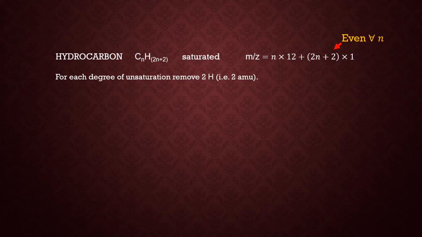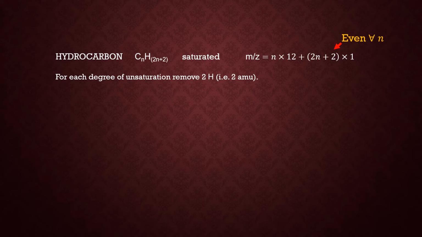So when I start to have unsaturation, in other words, I make double bonds and triple bonds, for each degree of unsaturation, I have to remove 2 hydrogens. So I'm always going to retain that even valued M to Z as a result.